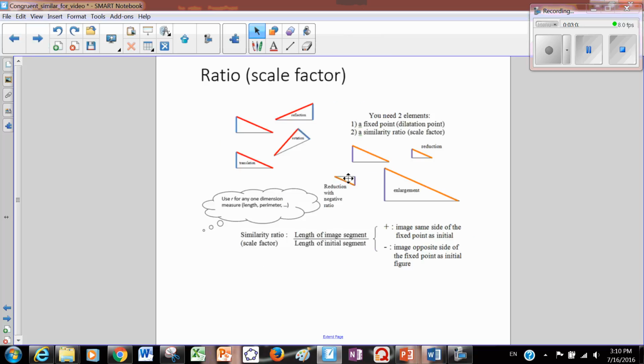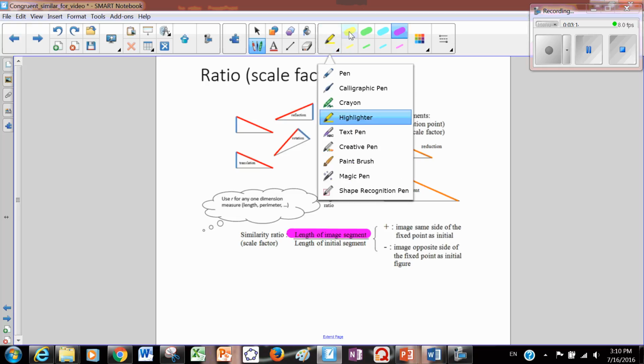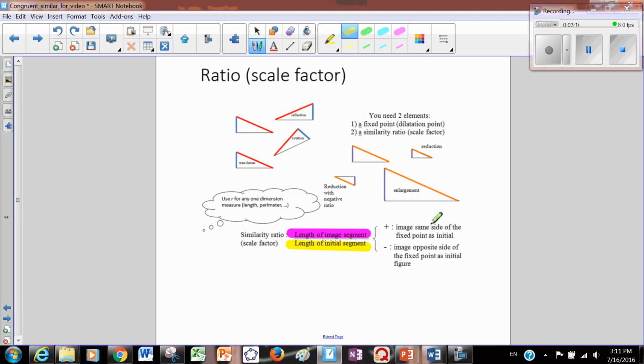So the ratio or the scale factor, what you need to remember is that we're going to use the length of the image segment over the length of the initial segment. If it's positive, that means they're on the same side of the initial point, the fixed point. If it's negative, they're on opposite sides. So if you look at this one, for example, if we do a negative reduction, it's going to be here on the opposite side.